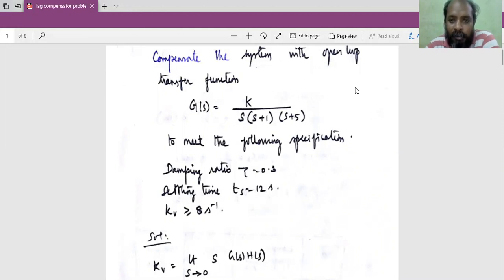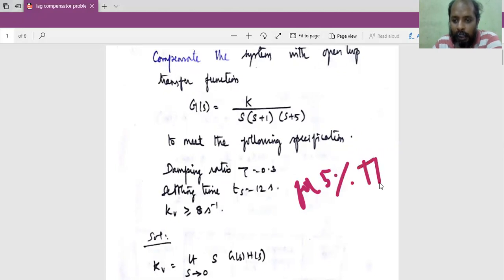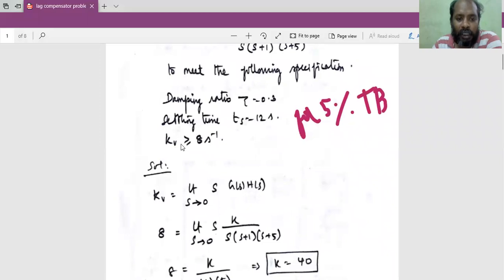Compensate the system with open loop transfer function G(s) equal to K by s into (s plus 1) into (s plus 5). The specifications provided are damping ratio zeta equal to 0.3 and settling time Ts equal to 12 seconds for a 5% tolerance band. For a 5% tolerance band, your formula will be different. And the velocity error constant Kv is greater than or equal to 8 second inverse.